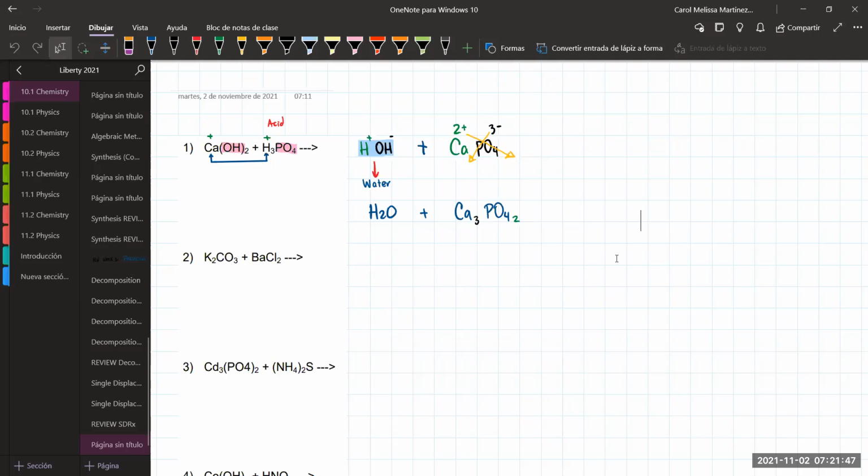The parentheses. Yeah, I'm missing the parentheses, so I put them here. Sorry, this thing is a little bit slow today. So you're going to see the parentheses in a minute. Sorry about it. Oh, yeah, there it is. So this is the reaction. This is the product of the reaction between calcium hydroxide and phosphoric acid.